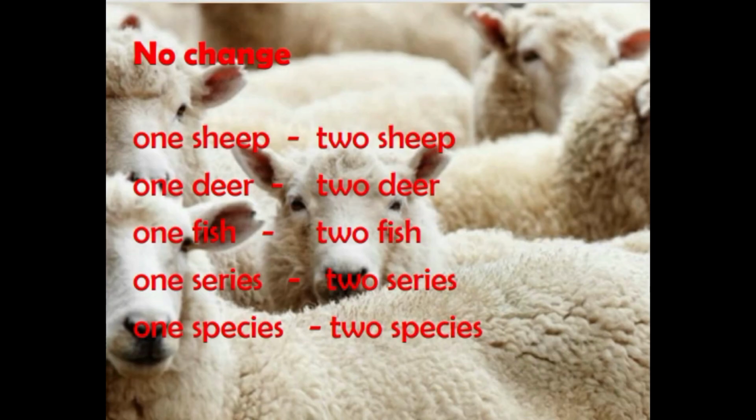Step 9. There are some words in the English language where there is no difference between singular and plural nouns. No change. One sheep, two sheep. One deer, two deer. One fish, two fish. One series, two series. One species, two species.